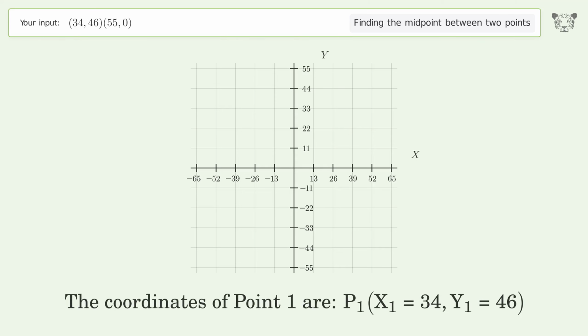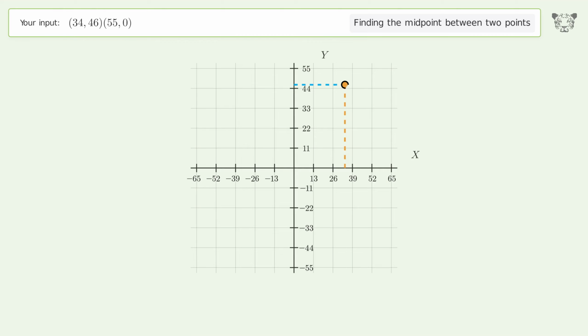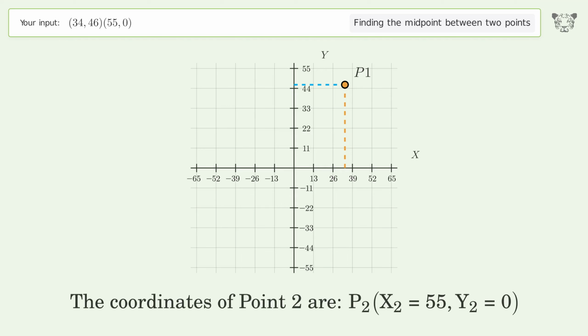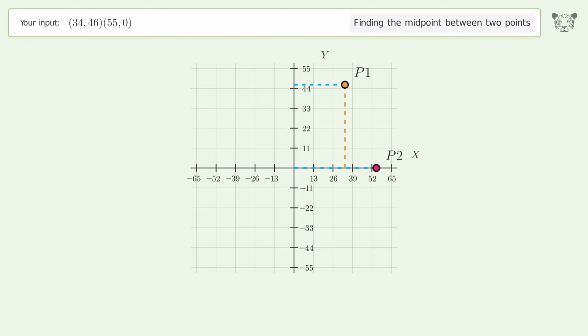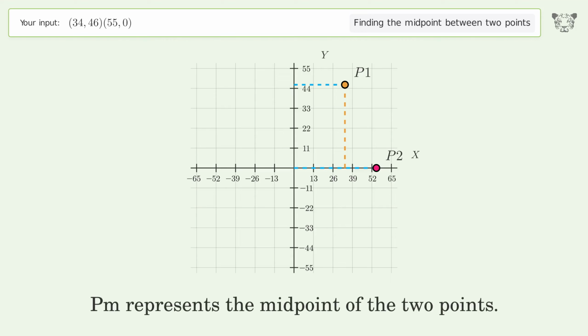The coordinates of point 1 are, x1 equals 34, y1 equals 46. The coordinates of point 2 are, x2 equals 55, y2 equals 0. PM represents the midpoint of the 2 points.